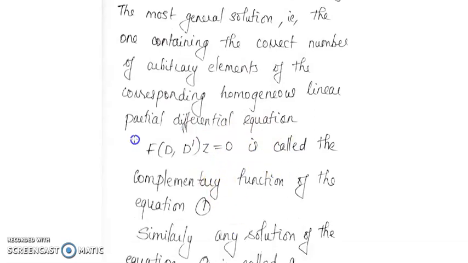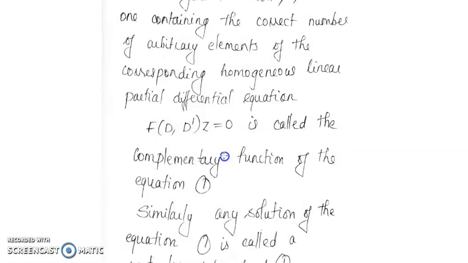Sorry, the solution, complete. So the one containing the correct number of arbitrary elements of the corresponding homogeneous linear PDE is called the complementary function. So the solution which contains the arbitrary elements is called the complementary function. That is going to be the solution of f of d dash z equal to 0.